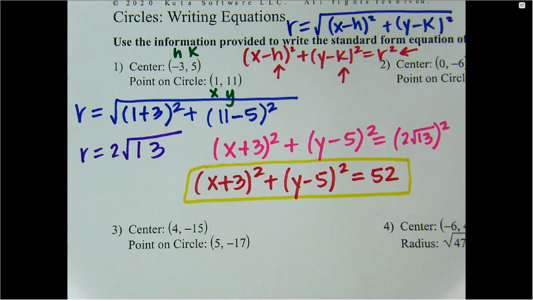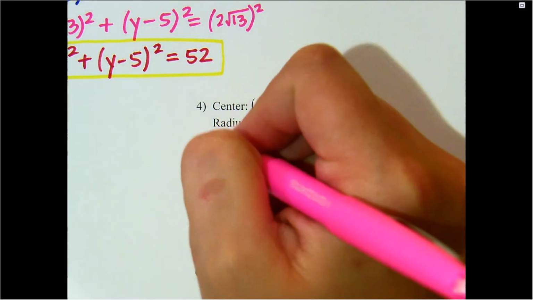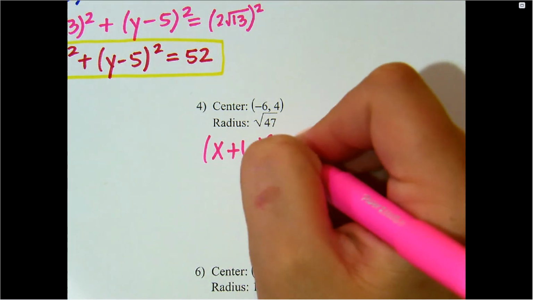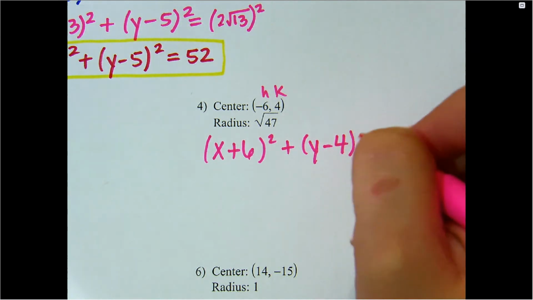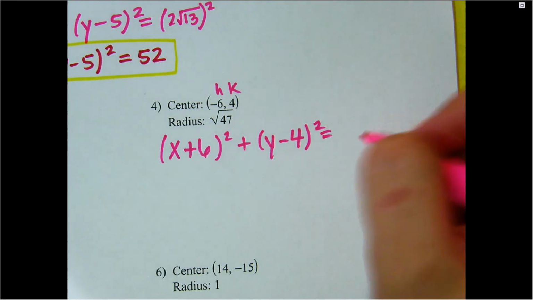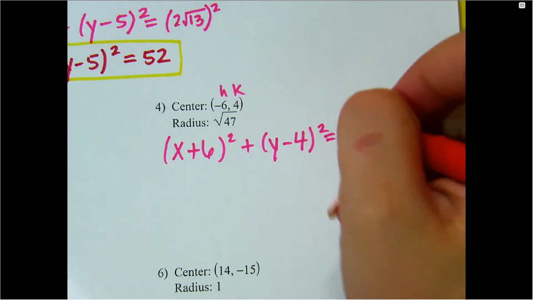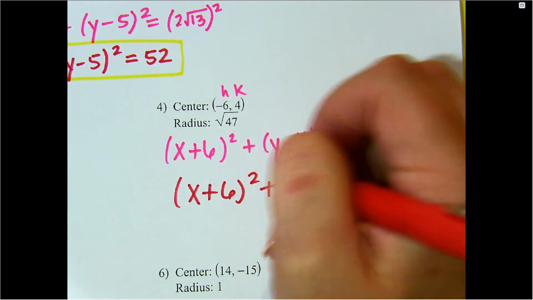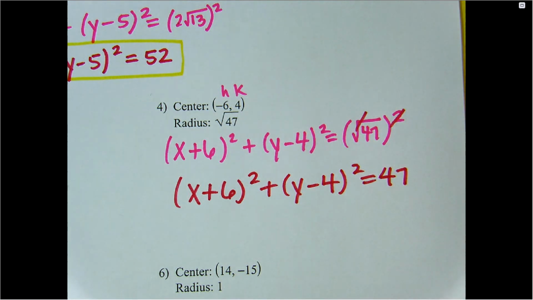Now, when you get to problems like number 4, all you have to do is just plug it in and square the radius. So that would be X minus H, or X plus 6 squared. This is your H and K, plus Y minus K, or Y minus 4 squared, equals the square root of 47 squared. So remember, the square and square root cancel. So my final answer would be X plus 6 squared plus Y minus 4 squared equals 47.